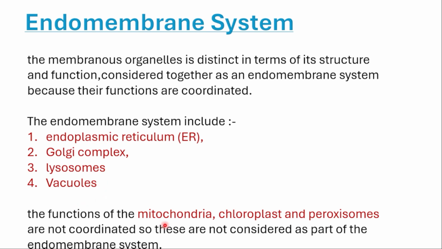The functions of mitochondria, chloroplast and peroxisomes are not coordinated, so these are not considered part of the endomembrane system. Mitochondria, chloroplast and peroxisome are also cell organelles, but they are not coordinated with these. So the endomembrane system includes only ER, Golgi, lysosome and vacuole. Why is it so? You will get the answer in the upcoming slides. Why we call them an endomembrane system will become clear today.